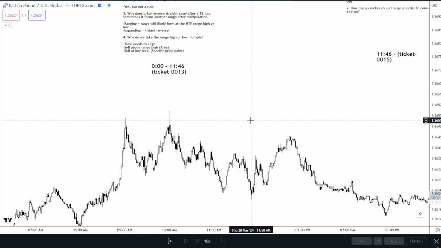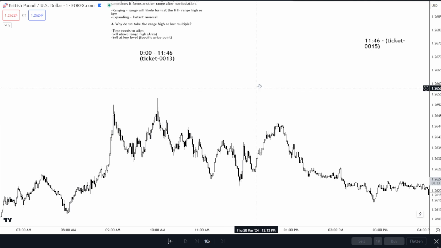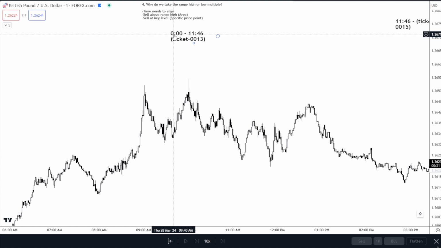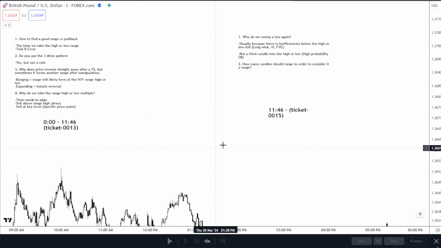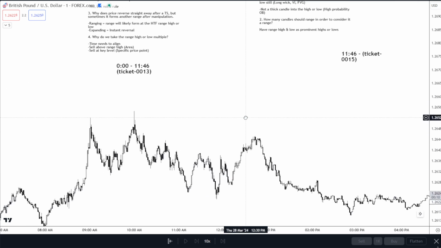It doesn't matter about the amount of chop, right? So the highs that break the lows that break the highs, and then the highs and lows just above a key level, those highs and lows are significant. So as long as you have that as your range high and you have one of those as your range low, then it's often a good range no matter the amount of candles. So have range high and low as prominent highs or lows, right?